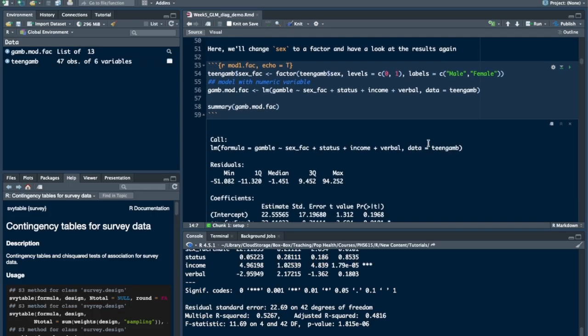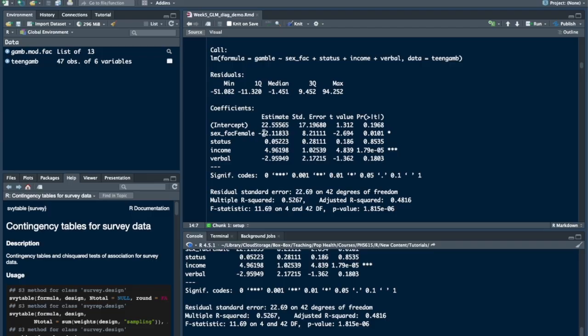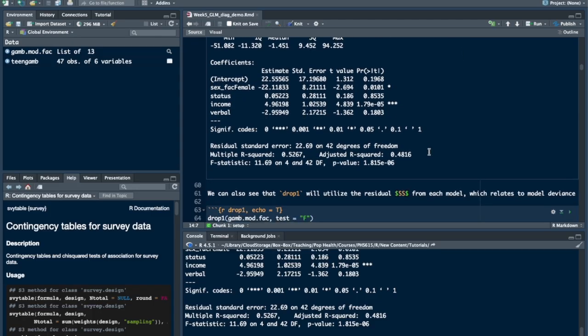So we fit this model already. Here it is again. So we see it looks like there's a drop in expenditure if you're female compared to male, controlling for the other variables. Same thing with income. As income goes up, your expenditures tend to go up. And then again, we have that adjustment down. There doesn't seem to be a strong relationship between socioeconomic status and gambling expenditure after controlling for these things. Same thing with verbal. So, okay, what's the first step?